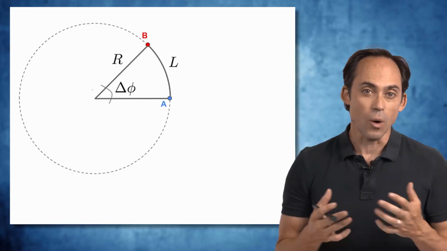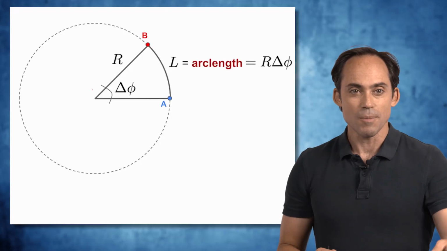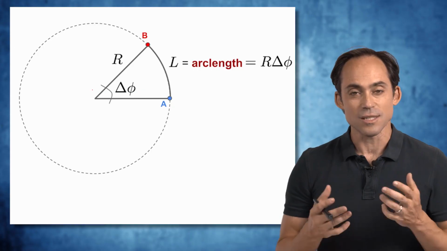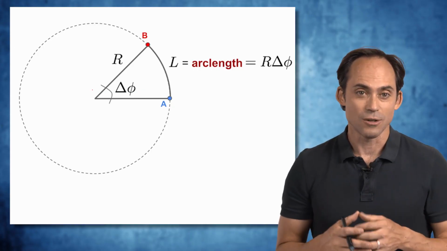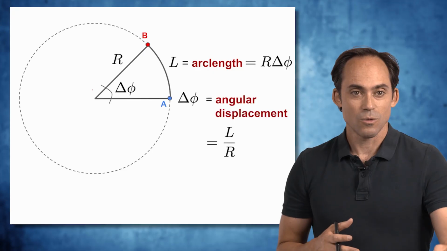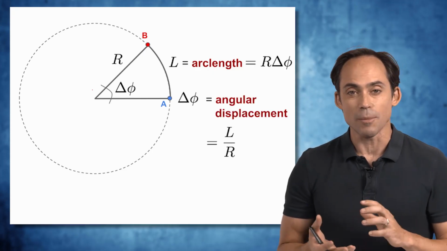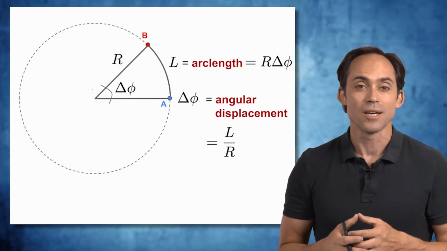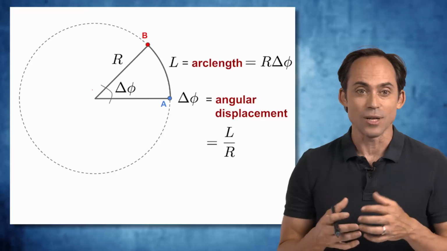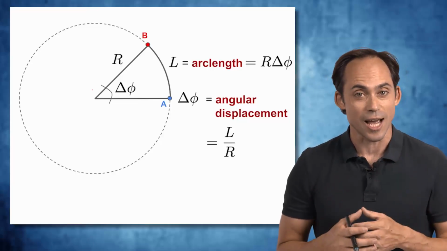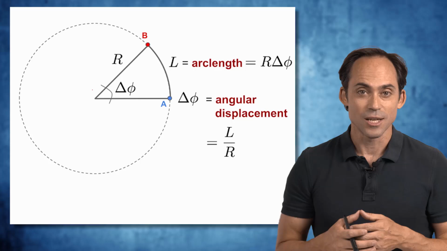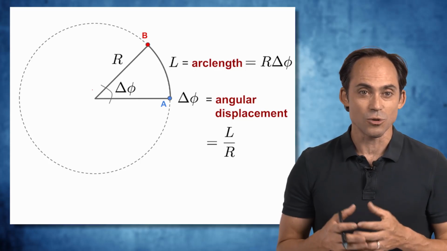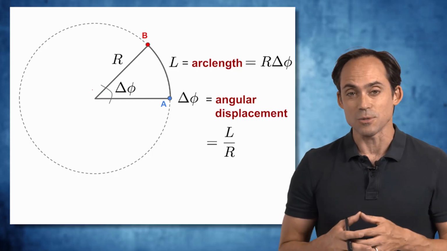All of these quantities are related to each other, of course. The path length is called the arc length, and we can quantify that as the radius times this change in angle, delta phi. We can also rewrite this to come up with an expression for that angular change, or what we'll call an angular displacement, because we are changing the angle, and it matters which direction we're changing that angle, whether we go counterclockwise or clockwise. So this can be a vector quantity. The ratio of the arc length to the radius gives us that angular displacement.